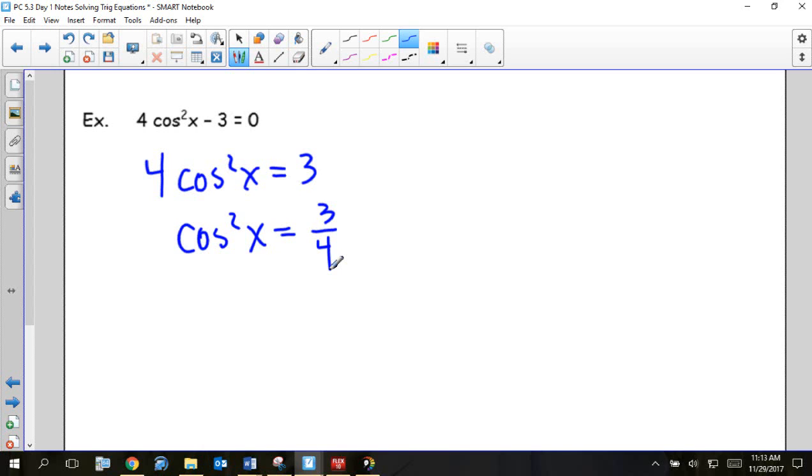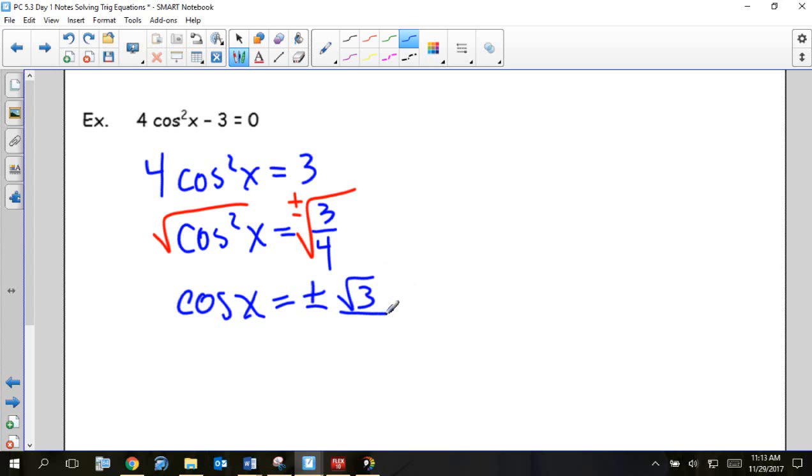What happens if you square root? So when I square root, I have to have plus or minus. So I have cosine x equals plus or minus. Also, when you square root a fraction, you square root the top and the bottom separately. So square root of 3 over, what's the square root of 4? Ooh, that looks familiar.